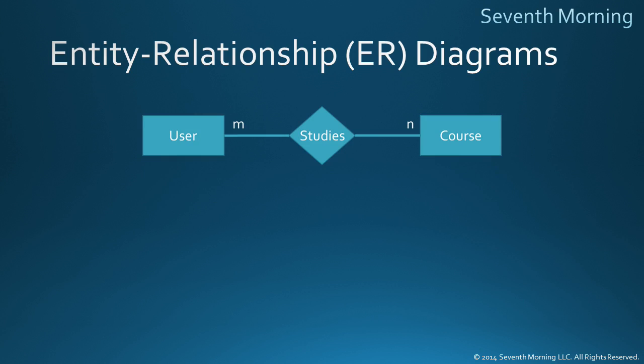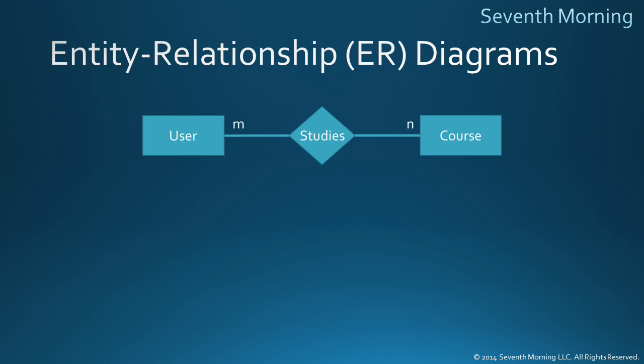Okay. So you'll notice that there is now an M next to the user entity and an N next to the course entity. Okay, what do these mean? In this case, it means, in short, that any number of users can study any number of courses. The M and N are simply variables that represent any whole number from 0 to infinity.